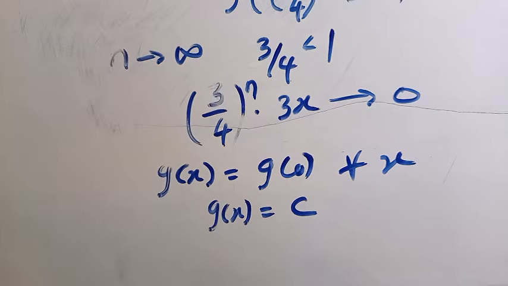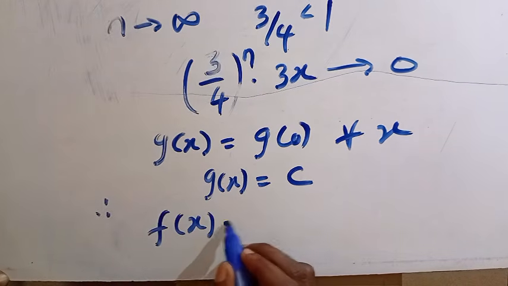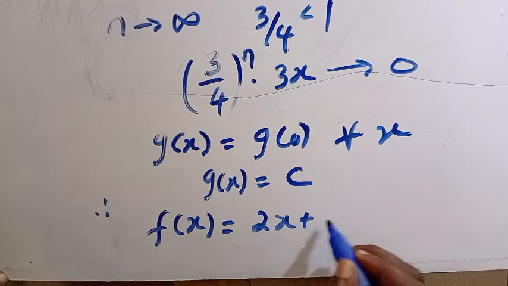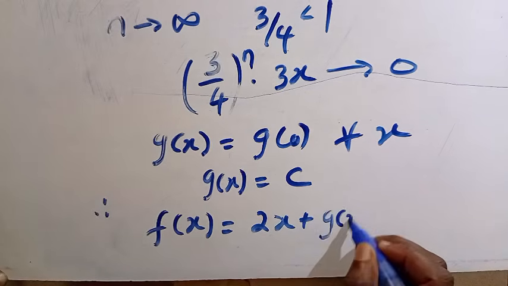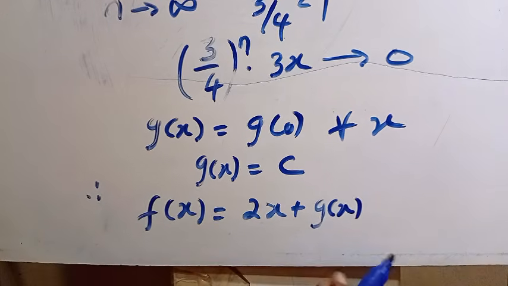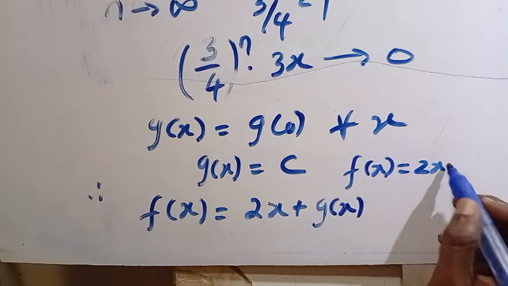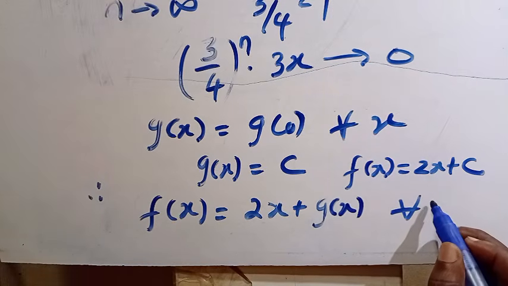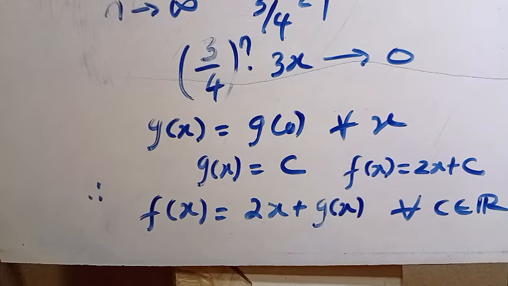And for what we have above, where we concluded that f of x equals 2x plus c, or b. And if that b is like g of x, and g of x here is a constant value. So this proves that the f of x here is given as 2x plus c, and for all c here is a member of real numbers.